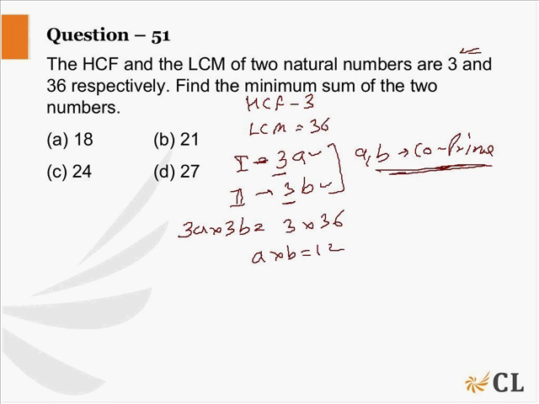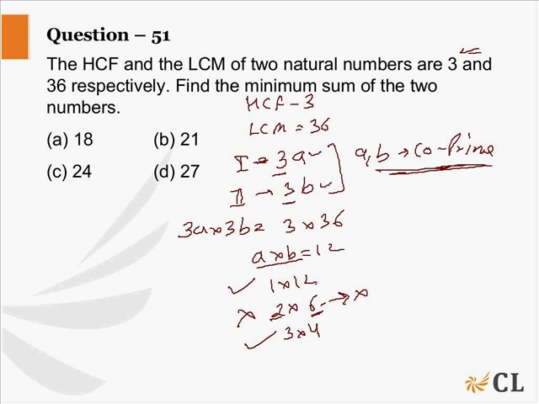There are 3 possibilities: 1 cross 12, 2 cross 6, and 3 cross 4. The possible values of A and B. This is okay because these are co-prime. This is not okay because these are not co-prime. There's an HCF of 2 here. So this is wrong. This is okay because the numbers are 3 and 4, they are co-prime.